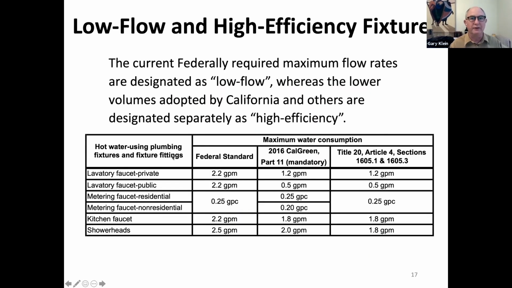We also looked at flow rates, and we had to make a name change here, but basically we're saying that low flow is federal law. And I think we should just stop calling it low flow, because kids who are being born today don't know any other numbers. So that should be just normal, right? These are the legal flow rates. And then high efficiency is when you try and do better than that. And this is what's going on in CALGreen or in Title 20 in California. Some other states and countries have adopted similar numbers.